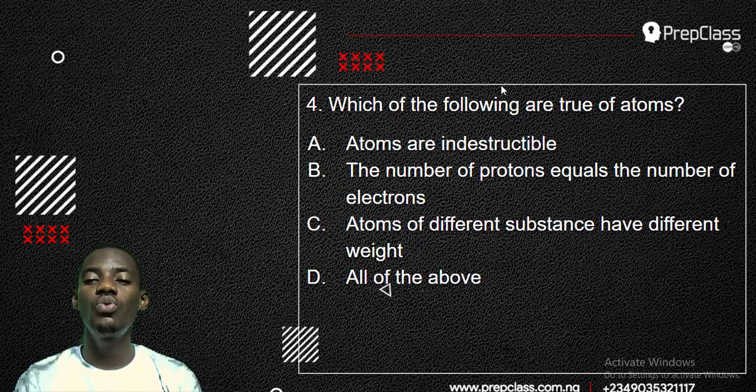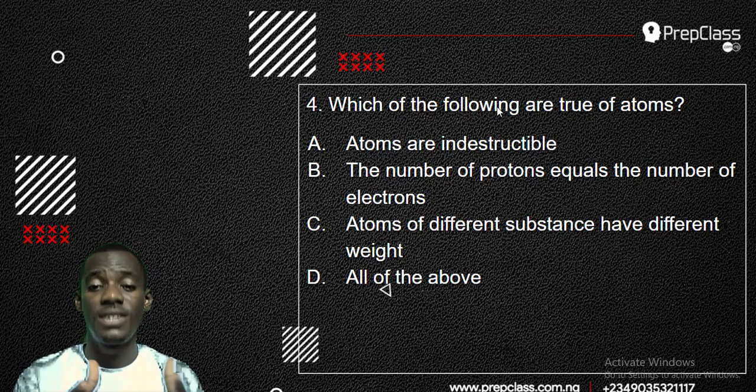Which of the following are true of atoms? Okay, atoms are indestructible. That means they can't be destroyed. Is that true? Then the number of protons equals the number of electrons. Is that also true? The atoms of different substances have different weights, and all of the above. Atom, from the law of conservation of energy, it says energy cannot be created nor destroyed. That means atoms cannot be destroyed, making A true, atoms can't be destroyed, but they can be changed from one form to another. But to say that they are indestructible, you are right.